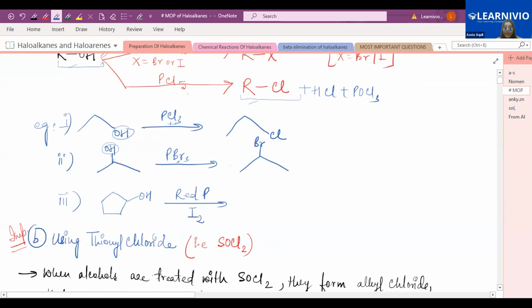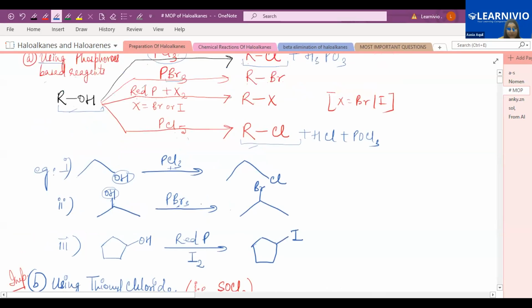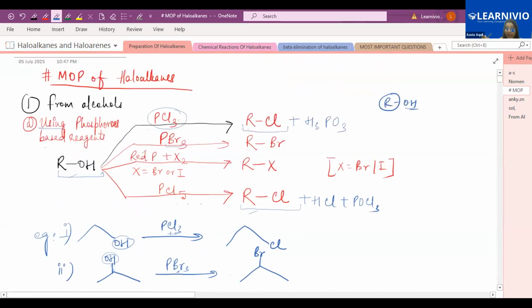Red phosphorus and I2 is the reagent. So what will be the product? This is cyclohexanol, a cyclic structure, not hexanol, cyclopentanol. Instead of OH, I. Yeah, very good. Iodine over here. Just replace this OH group by iodine. That's very simple. Okay, so you have written the first preparatory method from alcohol, and in alcohol, the first part is using the phosphorus based reagent.